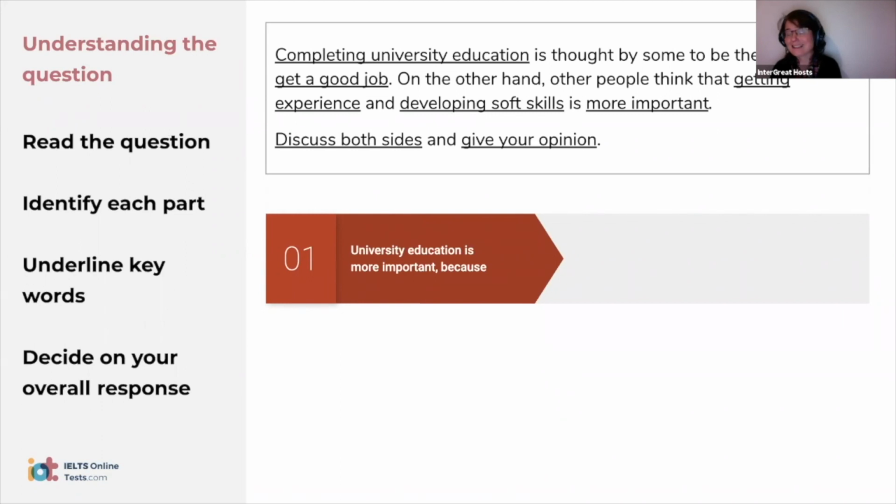But it will actually save you a lot of time when you're writing, because if you already have your arguments, if you already have the content of your essay, then you can focus on your grammar, your linking phrases, your vocabulary while you're actually writing. You don't have to be thinking about what you want to say.